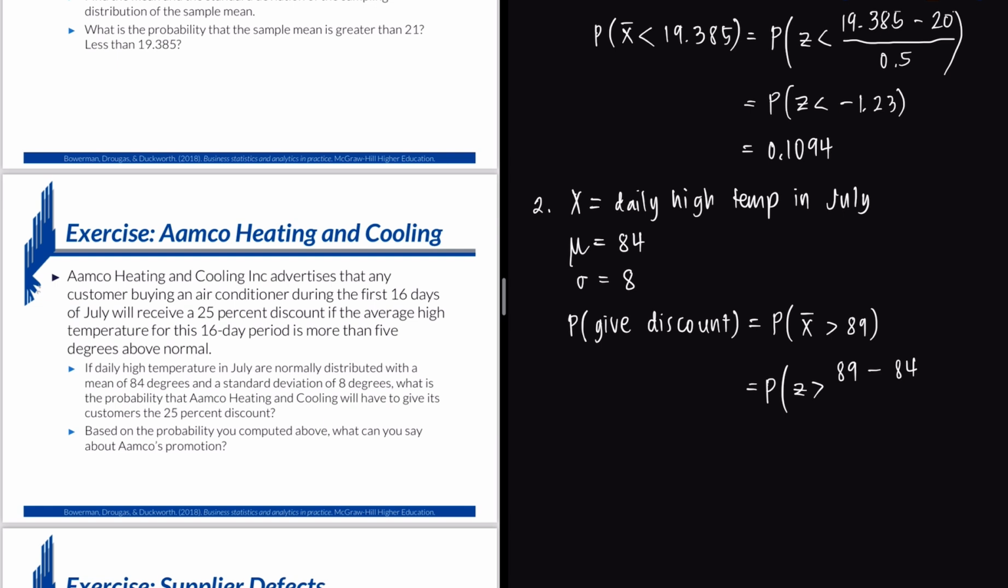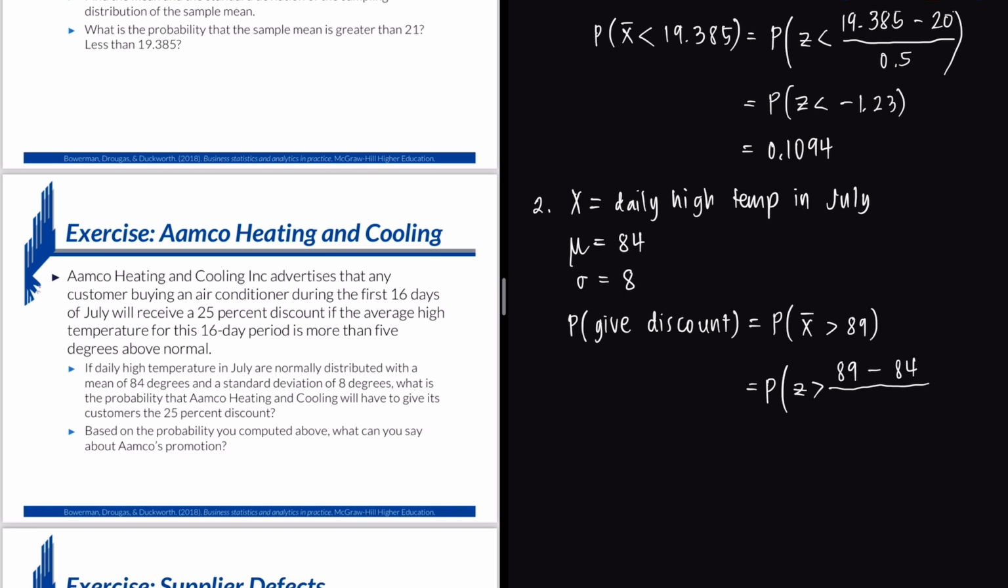The problem did not explicitly provide the value for the population size, but X pertains to daily high temperature in July, and we know that there are 31 days in July. Therefore, capital N is equal to 31. Thus, if we compute for capital N over small letter n, that's 31 over 16, and that is clearly less than 20. Therefore, sigma sub x bar should use the formula with the finite population correction factor.